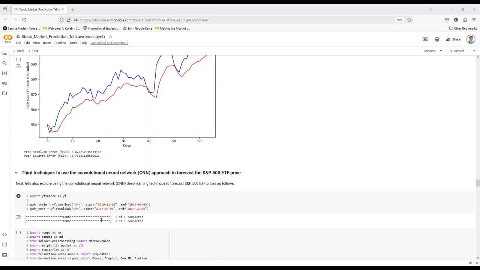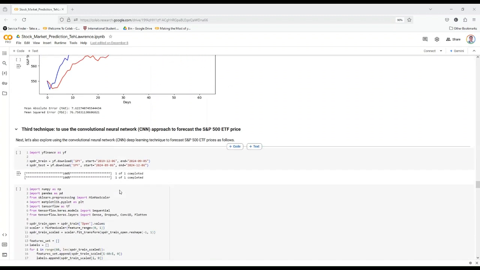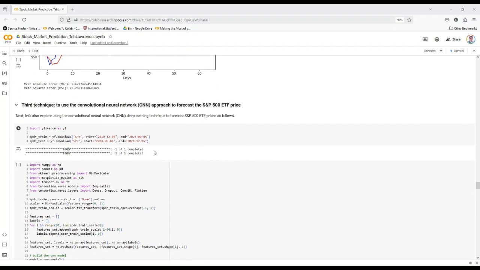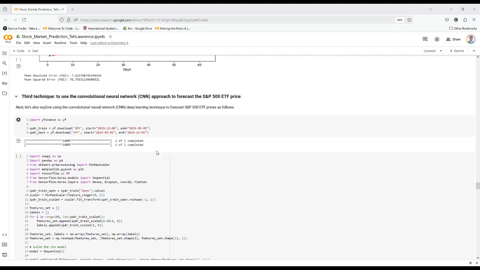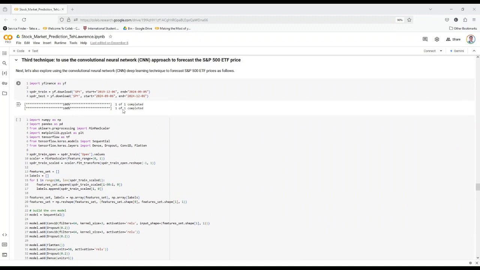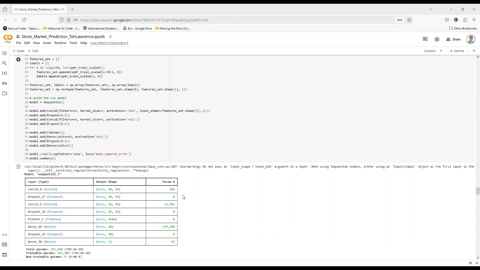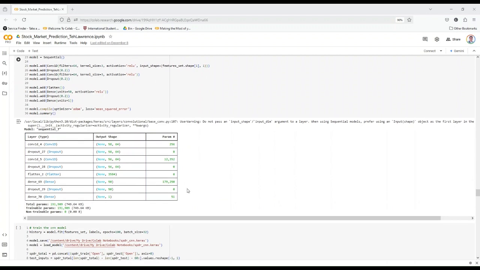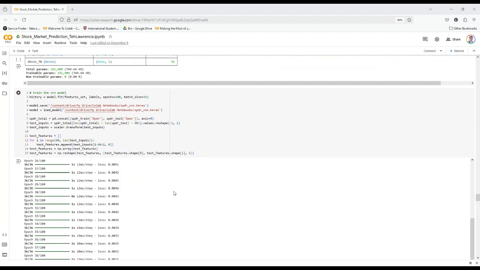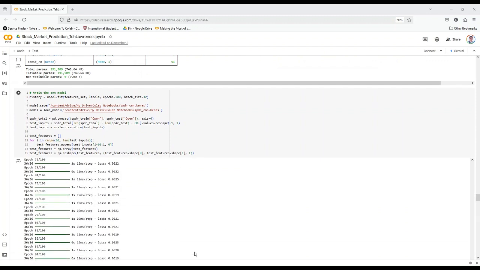But then quickly we move on to the third technique. Let's see how the CNN approach performs. Again, it's the same way to load in the data, exactly the same data split into training and test sets. And here's the model summary. Then again, consistently 100 epochs for training the model.